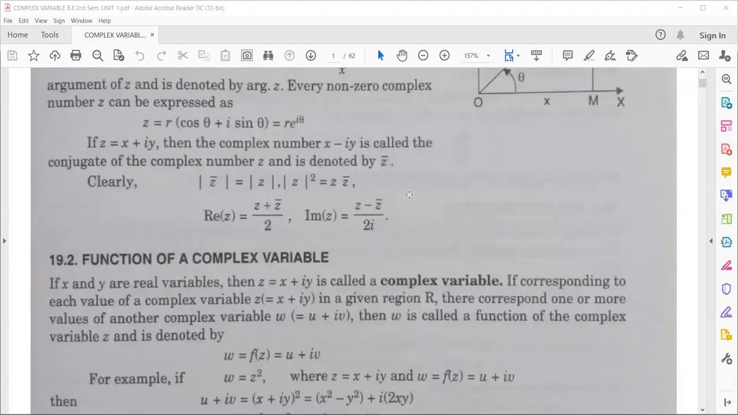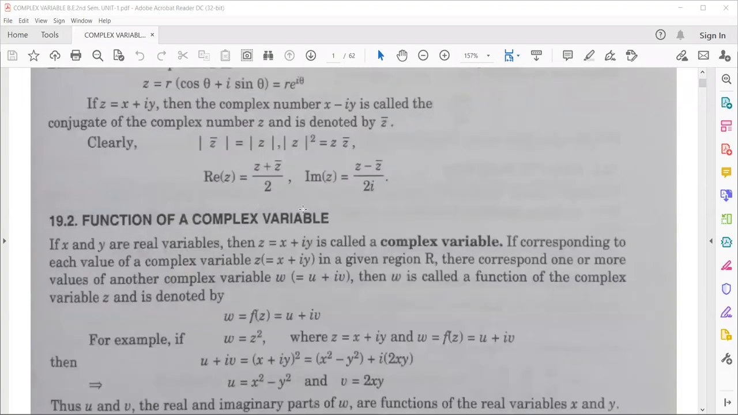Then come to the part that is your complex variable. Now this is the part, and I have also discussed this part in the last class. So the conjugate: if Z is equal to x plus iy, its conjugate is taken just by changing the sign of i. So here it will be x minus iy.